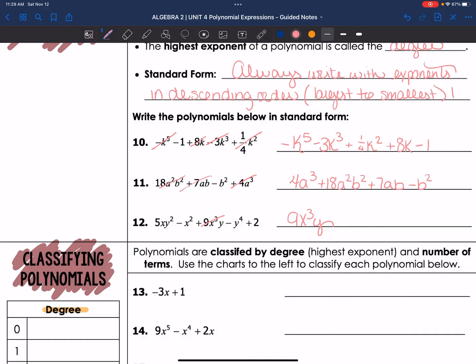Okay, now do I have any x squares? X squares, yes. Minus x squared. And then just x by itself. Yep, that's a positive 5xy squared. Okay, and then I'll put that minus y to the fourth. And then last of all, the number that has no variable at all.